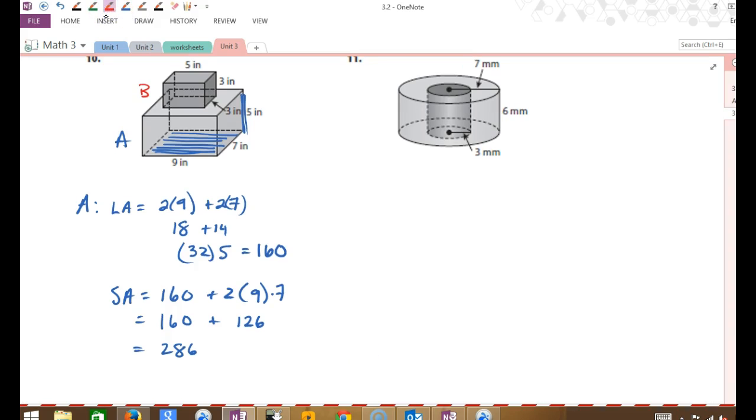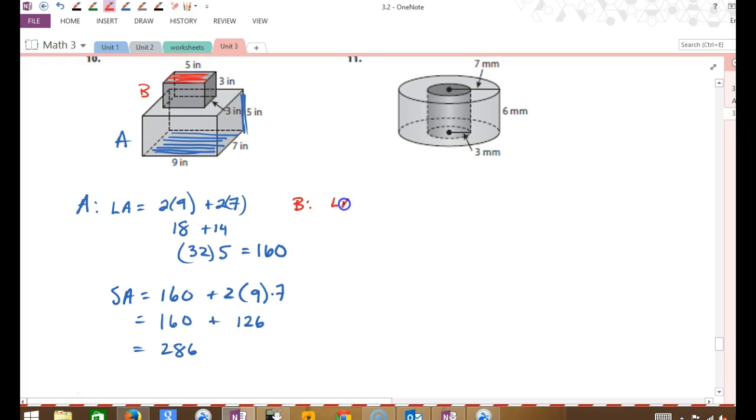So anybody else get 286? So we're all right with doing that? Yeah. Check, good. Okay, so now we'll find the surface area of B. So again, let's just use the top of it because it's going to look easier to see in that picture. Okay, so that's going to be my base.